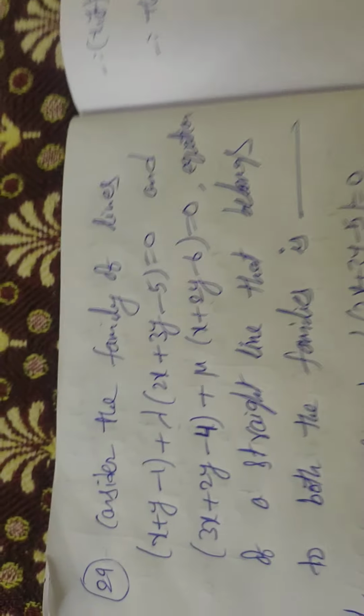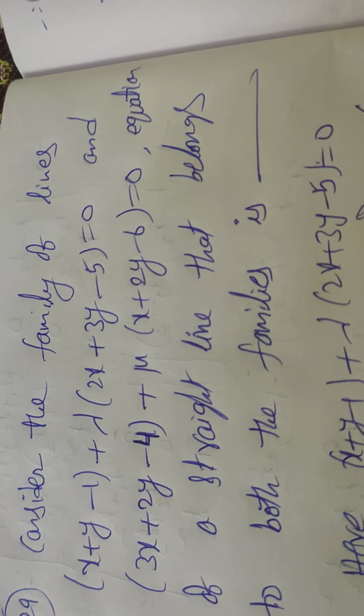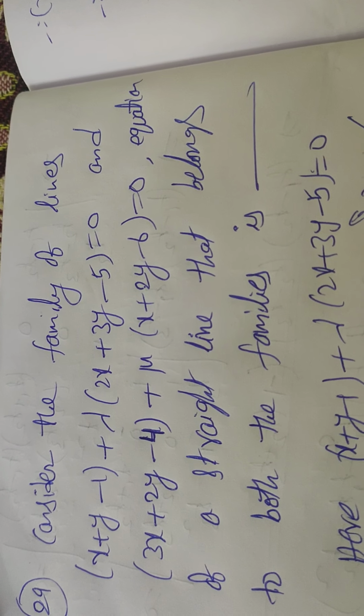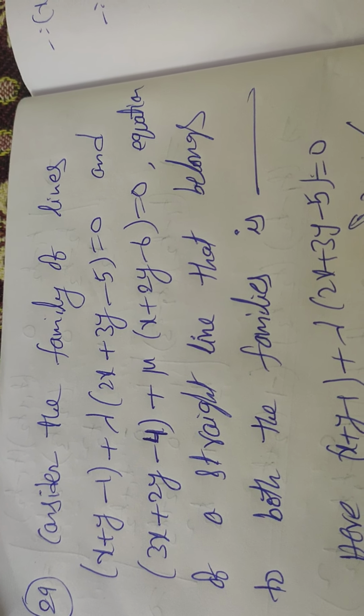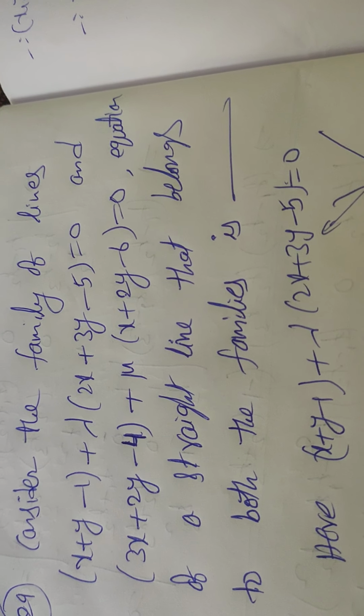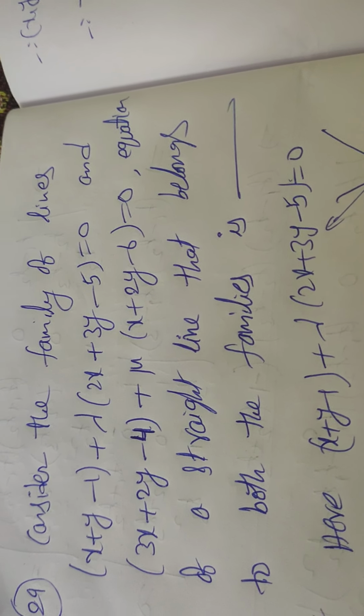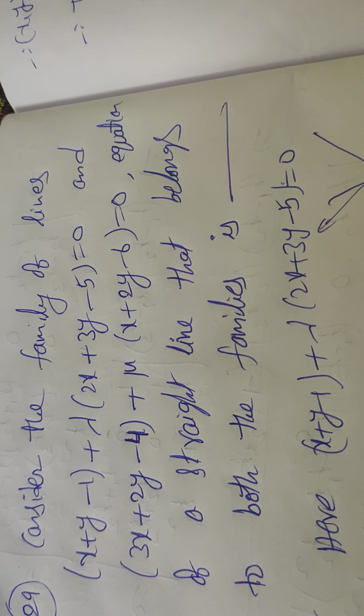Next question, 29th question. Consider the family of lines x + y - 1 + λ(2x + 3y - 5) = 0, and 3x + 2y - 4 + μ(x + 2y - 6) = 0. Find the equation of the straight line that belongs to both the families.